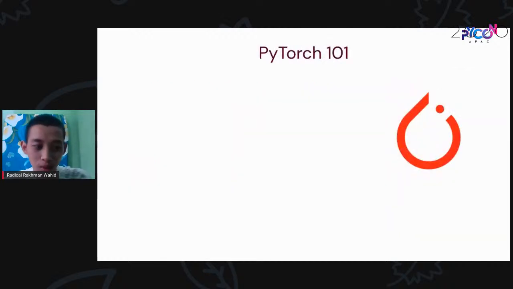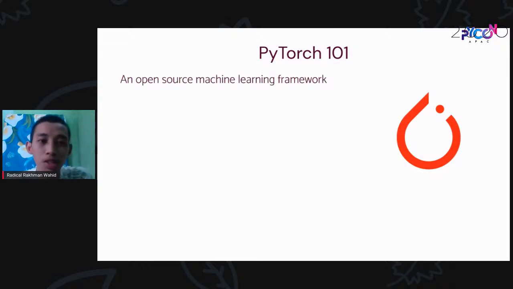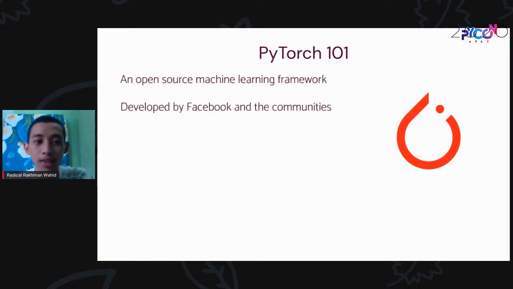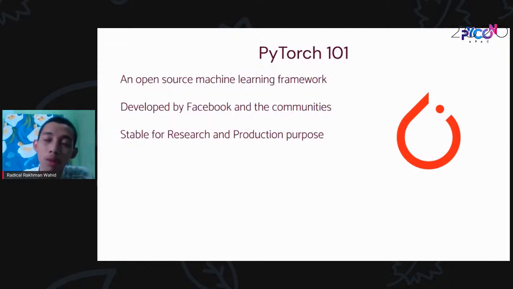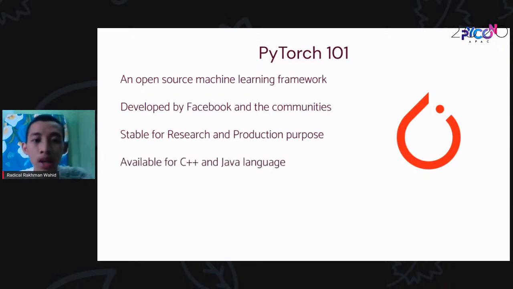PyTorch 101. PyTorch is an open source machine learning or deep learning framework. It is developed by Facebook and the community. It is stable for research and production purposes. Like in the previous slide, I use PyTorch for research purposes, such as making academic research papers. And it is available for C++ and Java.